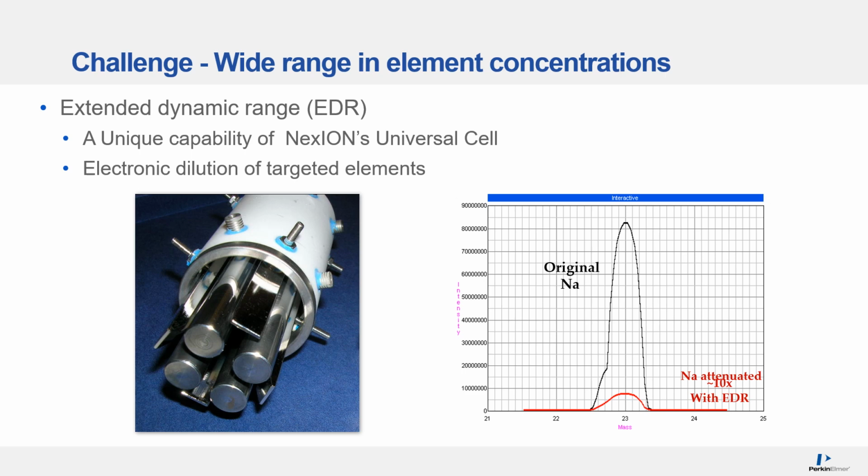This is an electronic dilution of targeted elements whereby individual masses can be targeted with this extended dynamic range so that an attenuation can occur on that mass alone. In the bottom right-hand corner, you can see a graph showing both the original signal of a sodium signal as well as with EDR turned on, with the red line showing an attenuation of about 10 times the signal.